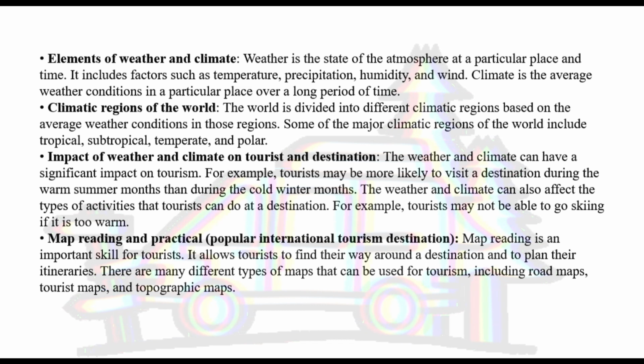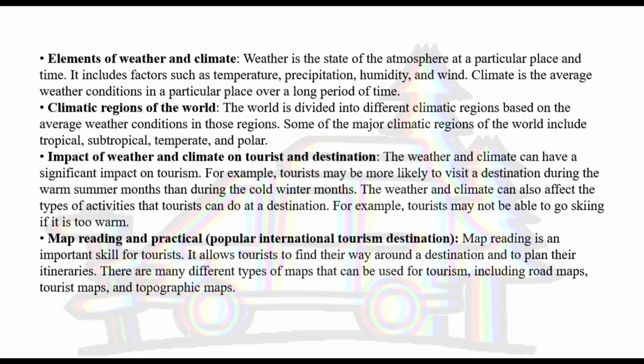Impact of weather and climate on tourist and destination. The weather and climate can have a significant impact on tourism. For example, tourists may be more likely to visit a destination during the warm summer months than during the cold winter months. The weather and climate can also affect the types of activities that tourists can do at a destination. For example, tourists may not be able to go skiing if it is too warm.